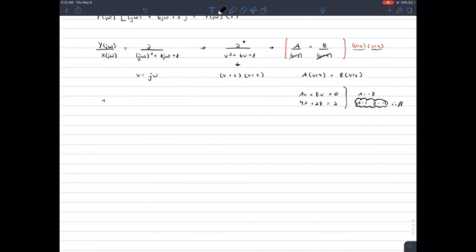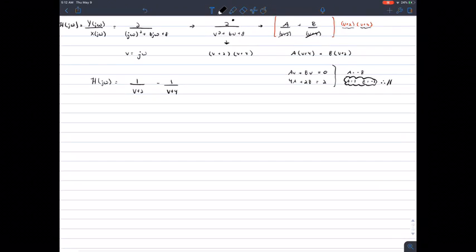So you're going to plug that back in, and so your H of j omega, this is what we were finding up here, don't get confused on all that. H of j omega is now equal to 1 over V plus 2 minus 1 over V plus 4. Okay, now we need to change back from the V substitution, so H of j omega is equal to 1 over j omega plus 2 minus 1 over j omega plus 4.